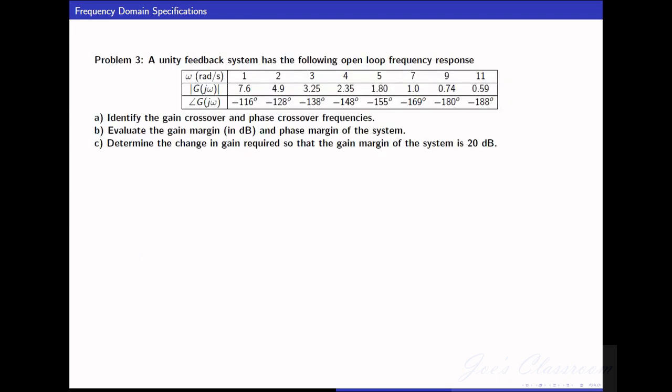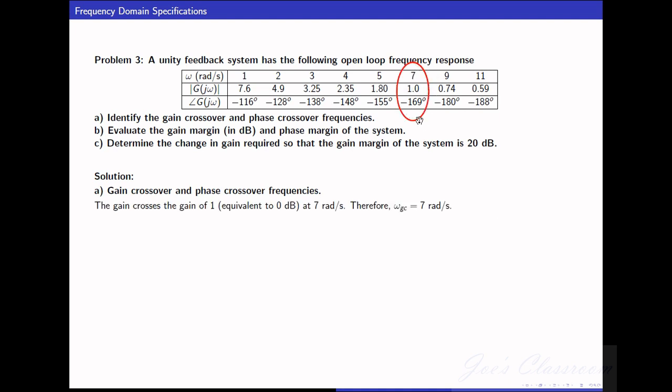So the first thing is to identify the gain crossover and the phase crossover frequency. As I said, the gain crossover frequency is the frequency at which the gain becomes 0 decibels, or in actuals it is 1, the gain of 1. If you look here, the gain becomes 1, or if it is converted to decibels, it will become 0 at a frequency of 7 radians per second. Therefore, the gain crossover frequency omega GC is 7 radians per second. Similarly, the phase crosses minus 180 degree at 9 radians per second, and therefore the phase crossover frequency is equal to 9 radians per second. So it's very easy, straight away by observation you can find out.